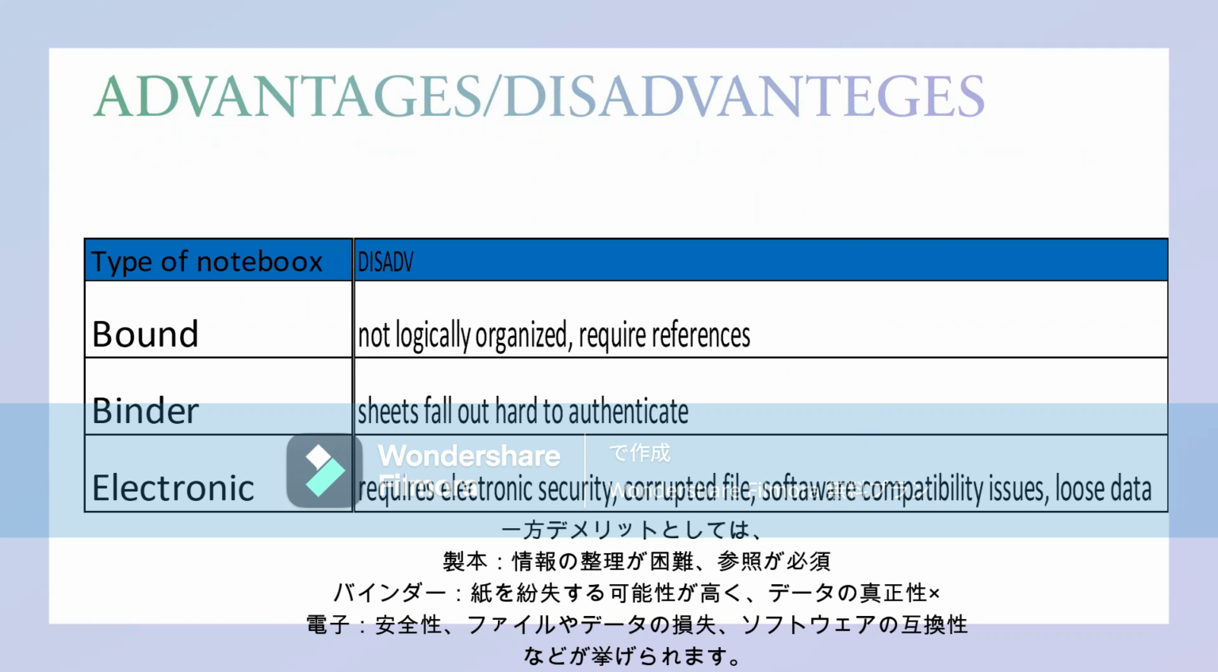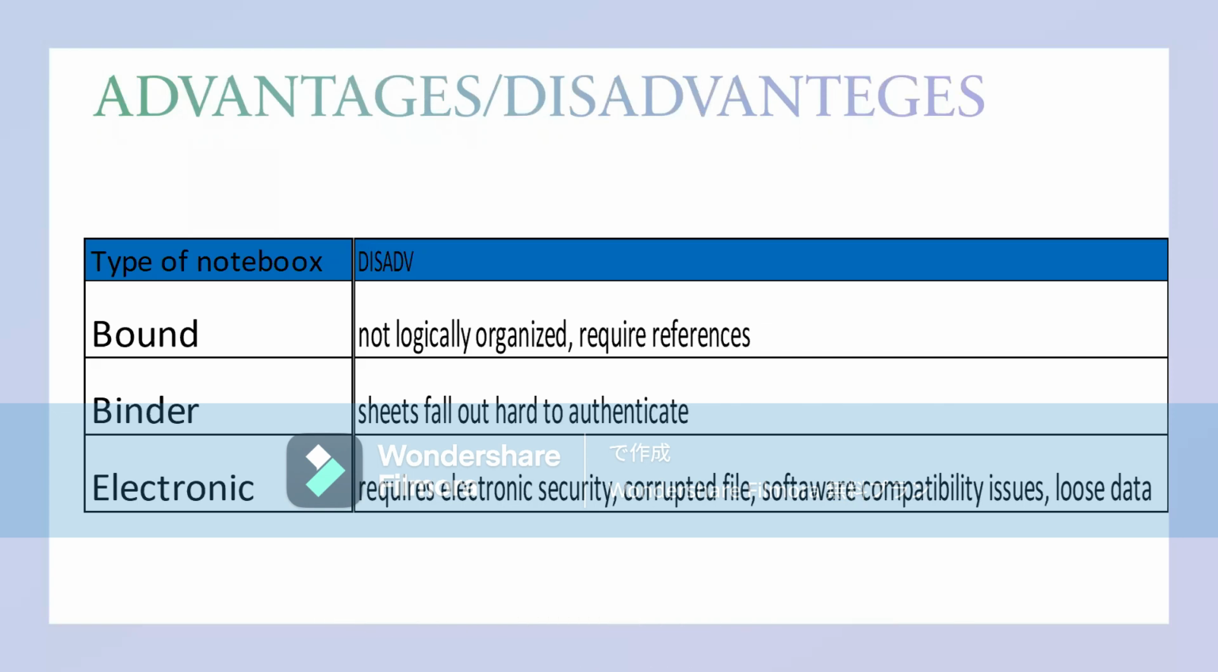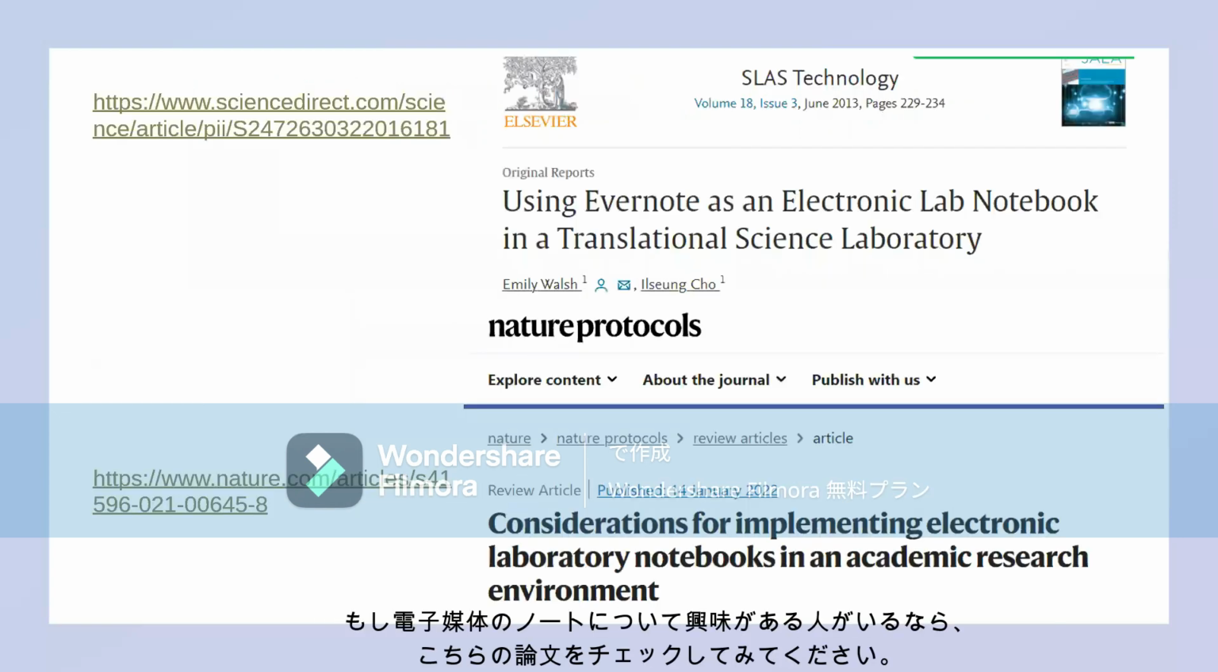The bound notebook is not logically organized and often requires references. The binder is hard to authenticate because you can take pages off, and the electronic ones also require electronic security. There can be corrupted files, there can be software compatibility issues, and you risk losing data. If you're more interested in the topic of electronic notebook security, you can check these papers.